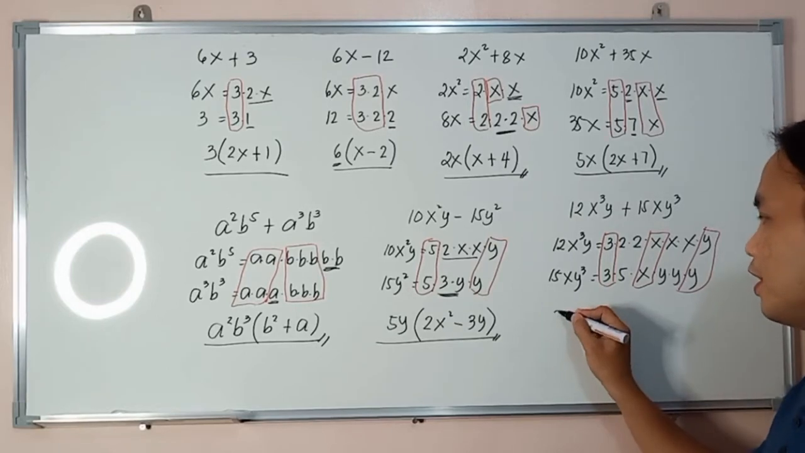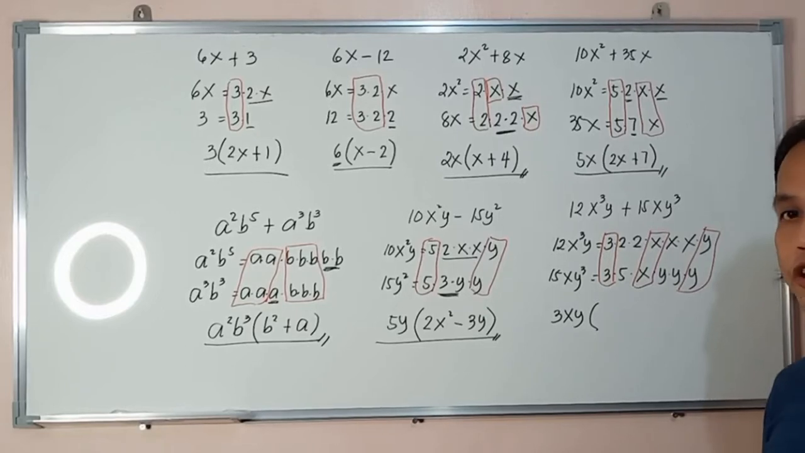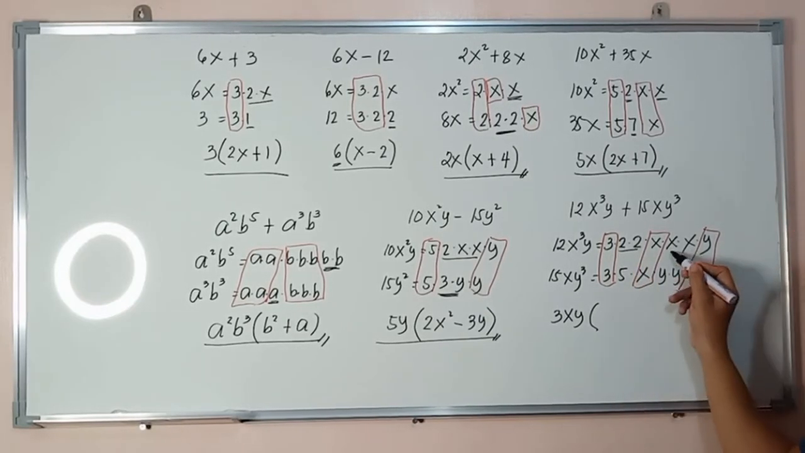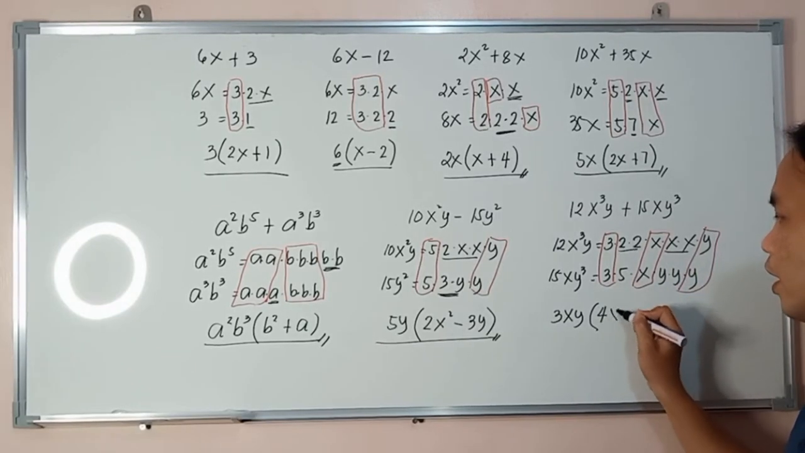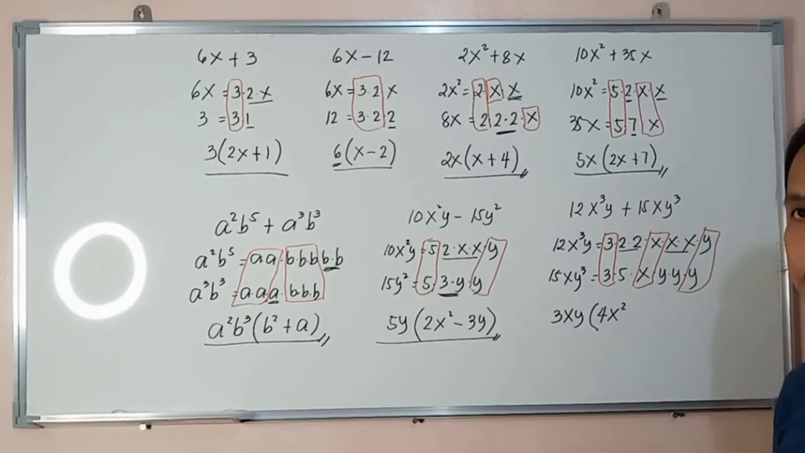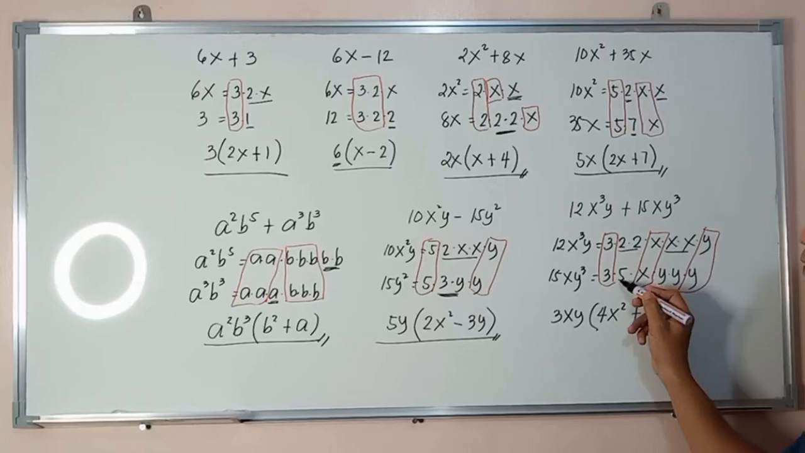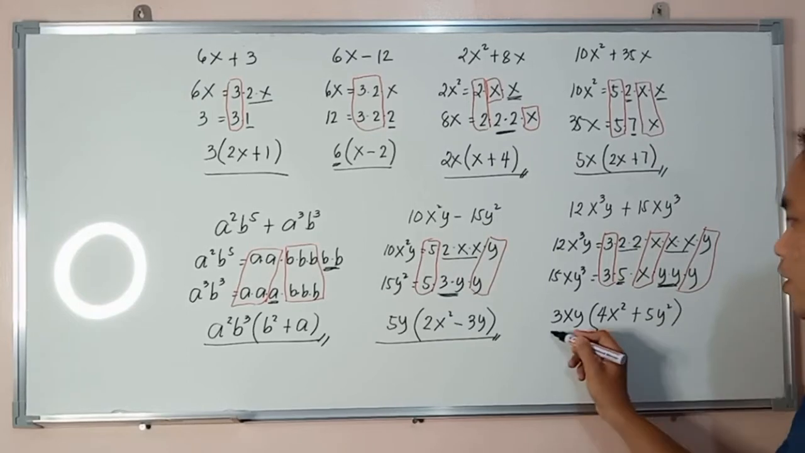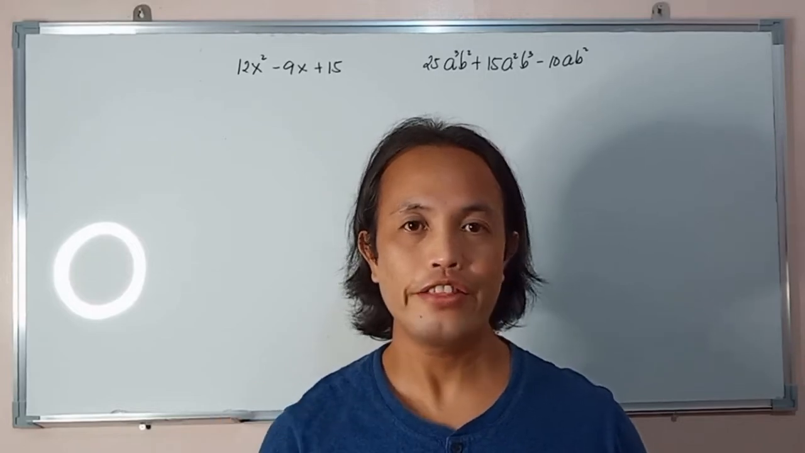So we write 3xy. So the remaining factor shall be, for the first term, we have 2 times 2, which is 4. We have x times x, which is x squared. So we have 4x squared. For the first term, we copy plus. For the second term, we have 5 and y squared. So that is 5y squared. So these are now the factors. Now let's proceed to another example.